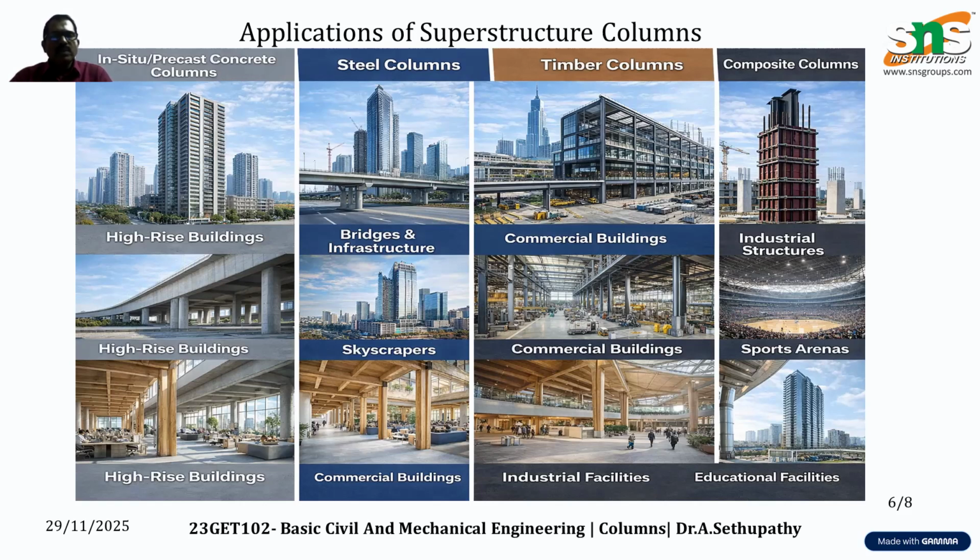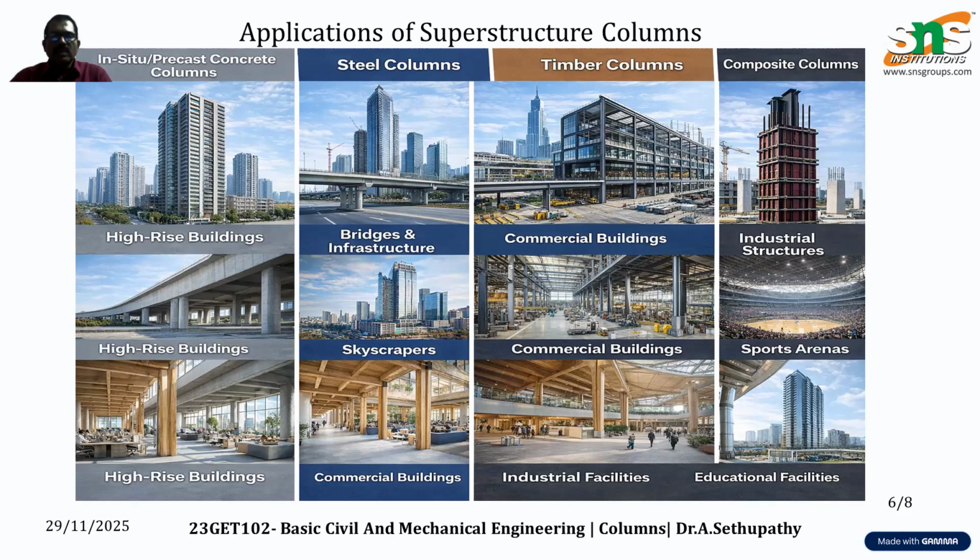The first type is in situ or precast concrete columns. We use this type of column in high-rise buildings. You can see the pictures: these are multi-story, high-rise buildings. These columns withstand heavy loads and are comparatively cost effective. So we are using in situ or precast concrete columns.